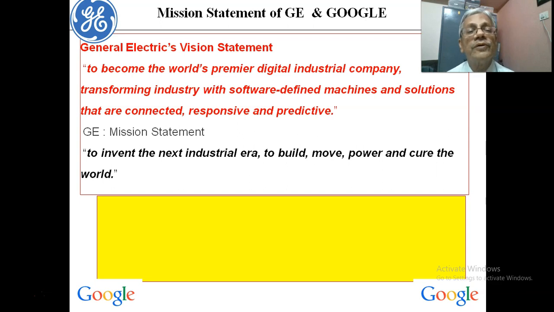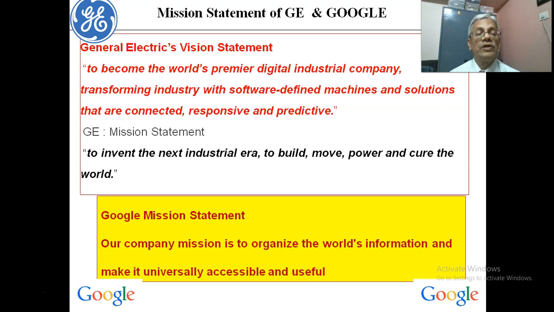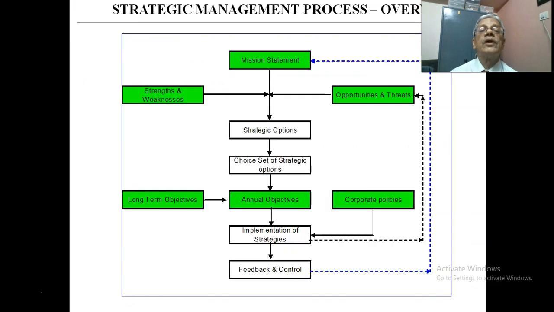And that's very important. The mission statement of General Electric says to invent the next industrial era, to build, move, power and cure the world. So it's having a very globalized approach. Let us see the mission statement of Google. It says our company mission is to organize the world's information and make it universally available, accessible and useful.